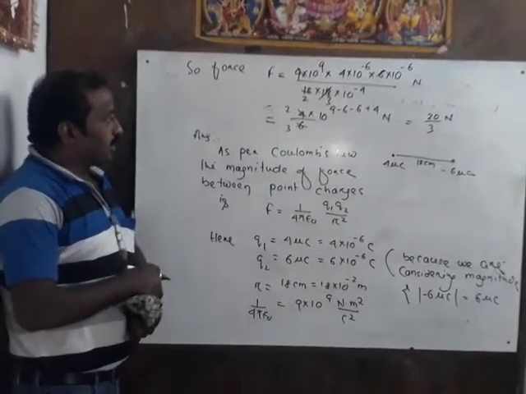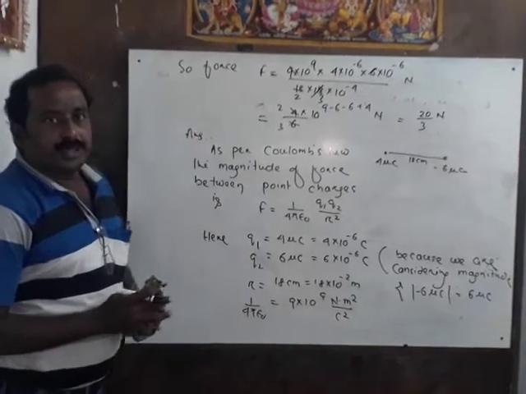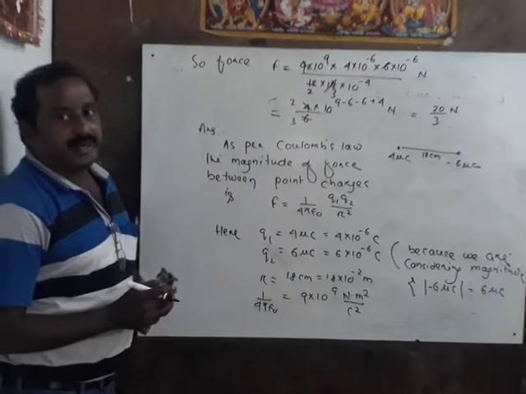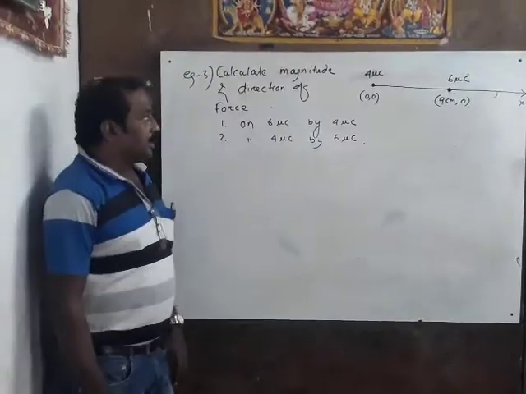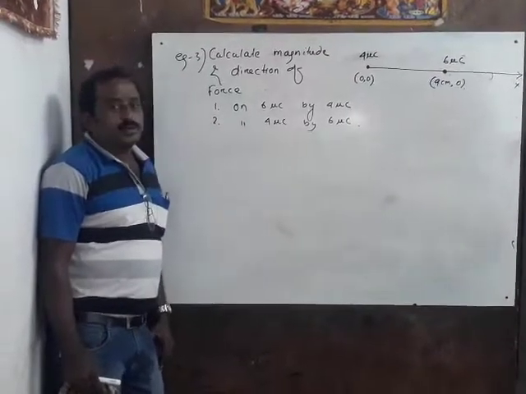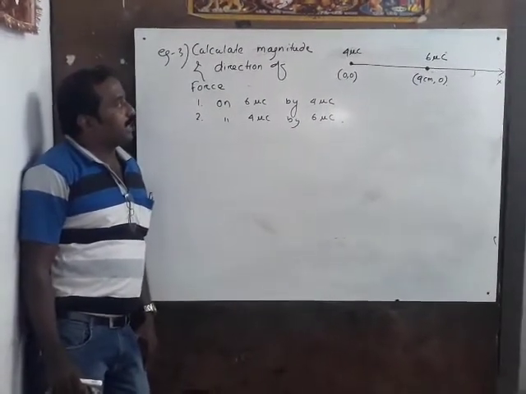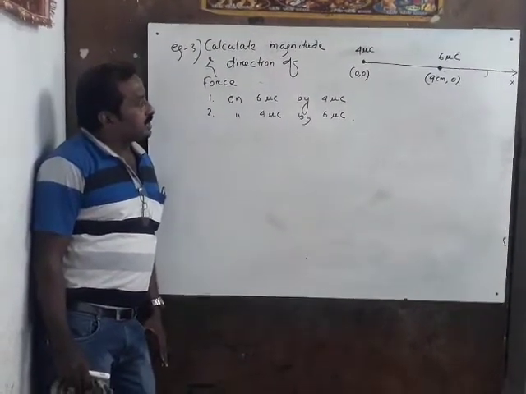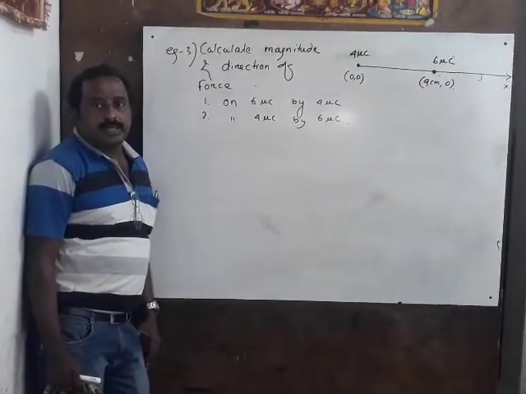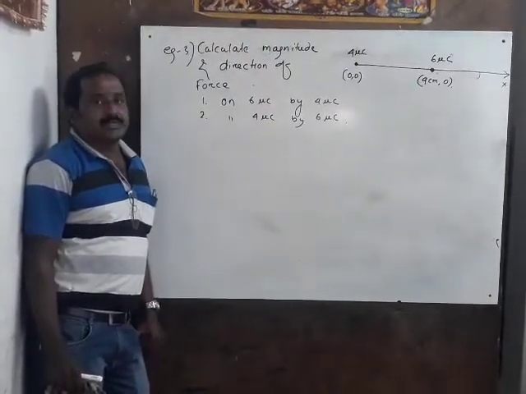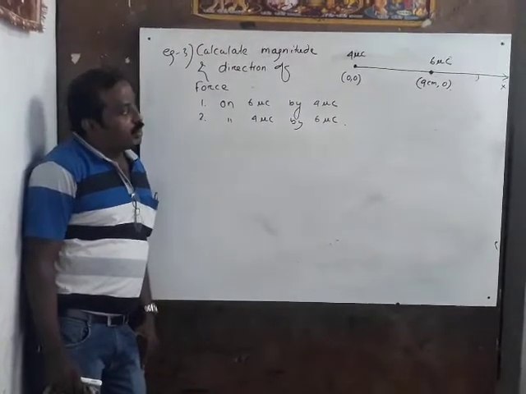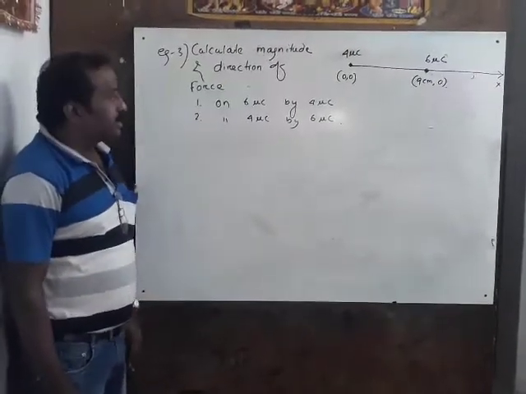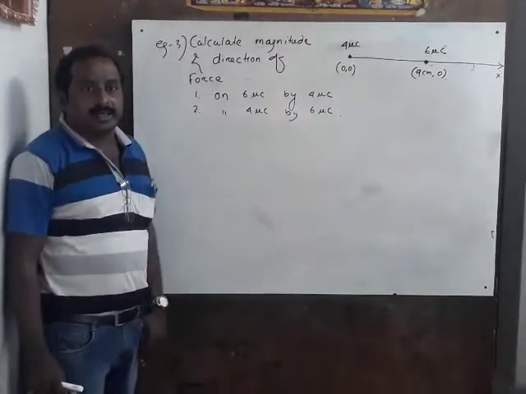Okay. So this is the method to calculate the magnitude of force between 2 point charges. So next we will study how we should calculate the force unit vector. So now here in this example, we should calculate the force, both magnitude and the direction of force, on 6 microcoulomb by 4 microcoulomb. Next on 4 microcoulomb by 6 microcoulomb. Because we already know that between 2 point charges there are always two forces, and force is a vector quantity and it has both magnitude and direction.